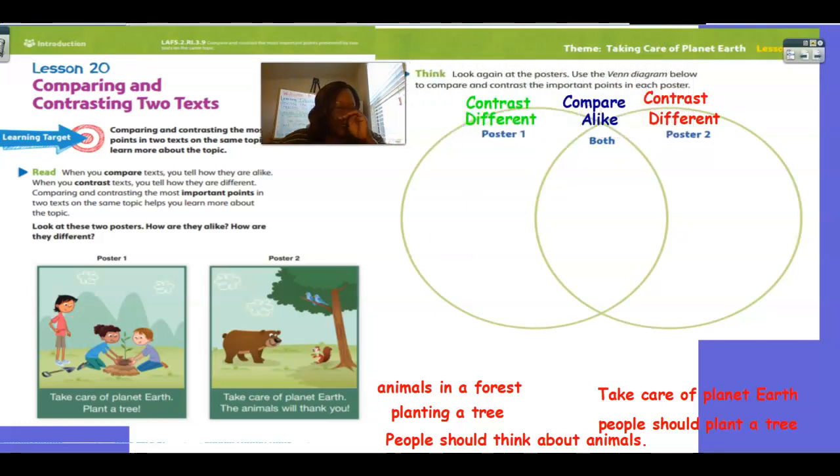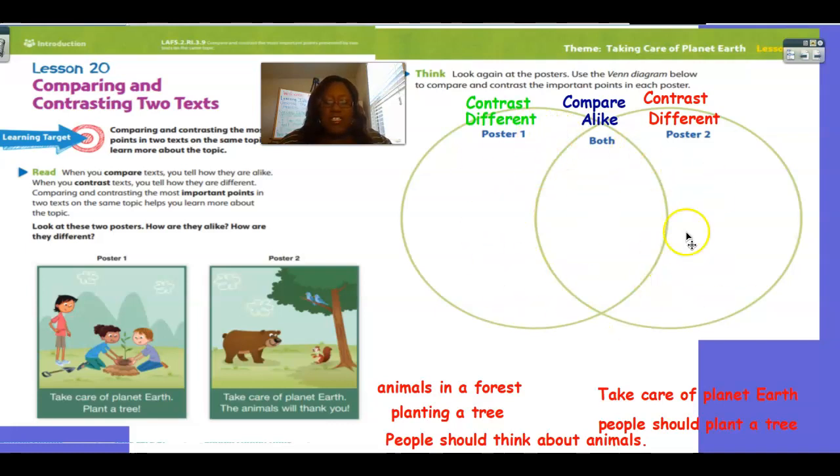Right offhand, I can see a couple of things that make the posters similar and a few things that make them different. So I definitely have enough things within both posters to make a comparison in telling how they are alike and to make a contrast in telling how they are different. Look again at the posters and use the Venn diagram to compare and contrast important points in each poster.